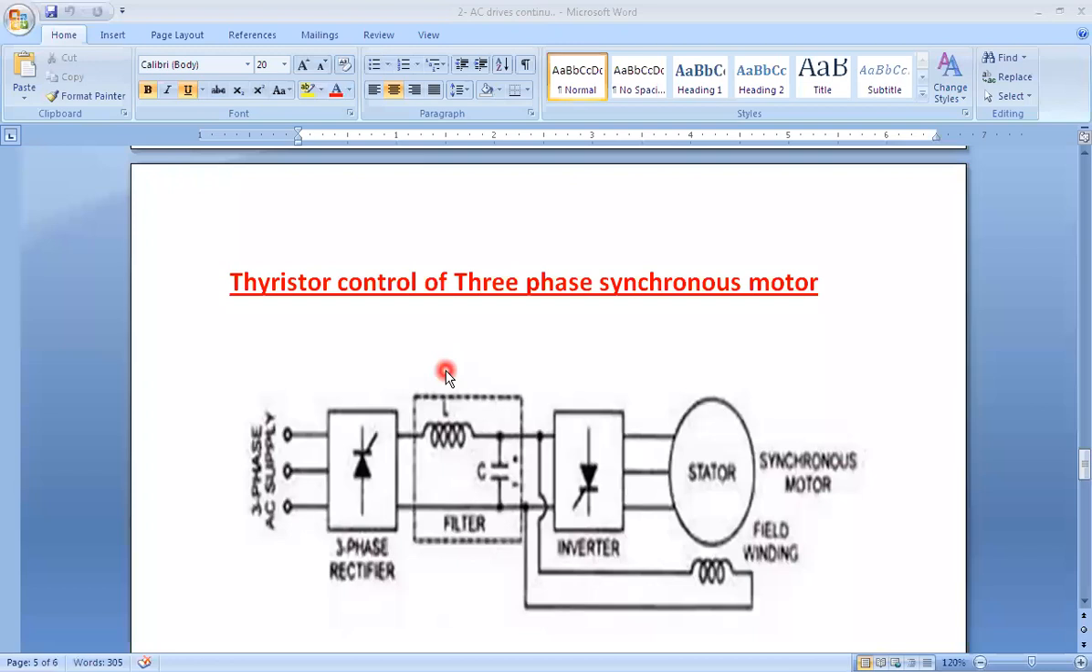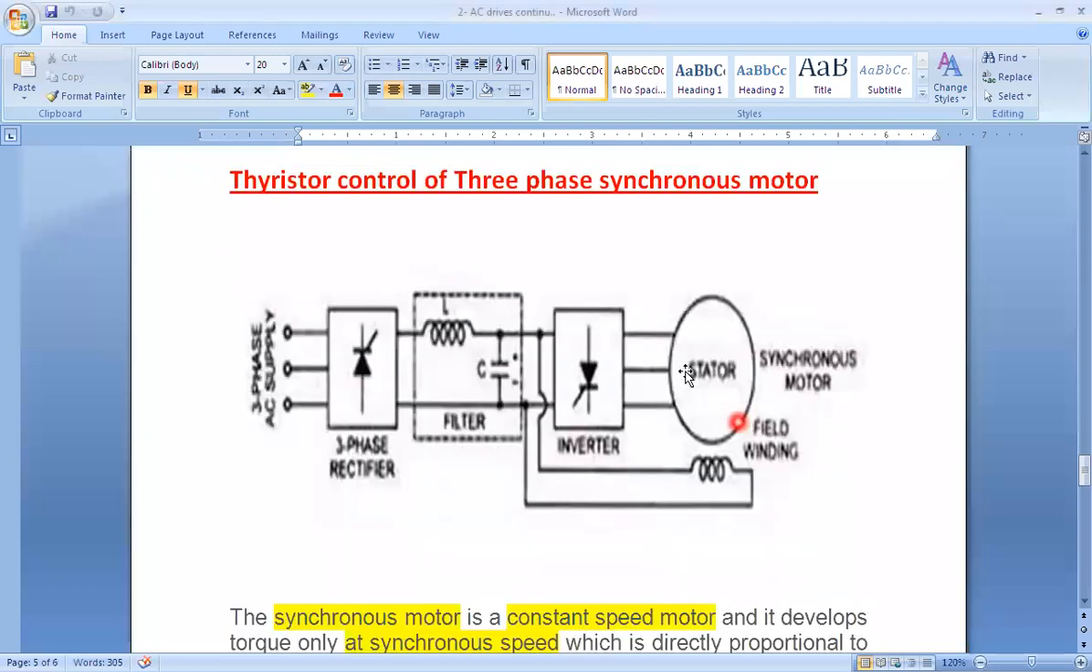So this is thyristor control of a three-phase synchronous motor, that is, speed control of a three-phase synchronous motor. This is a synchronous motor and its stator part is connected with a three-phase AC supply, 50 hertz, 440 volt. It has a rotor winding, that is a field winding, and this field winding is excited through the DC supply.